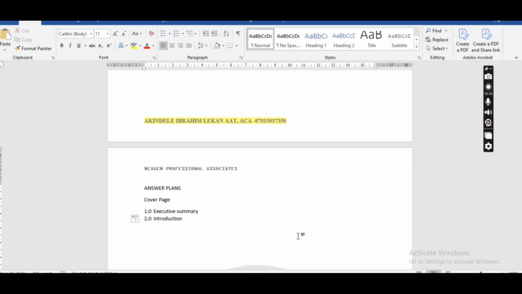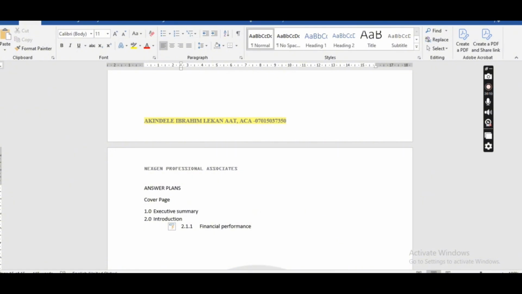Now, after your introduction, don't forget that there are two requirements in case study exams. The first one is financial analysis. The second one is business proposal. They want to do investment appraisal and all that, or business forecast. Now, for the first requirement, you can say 2.1, financial performance.